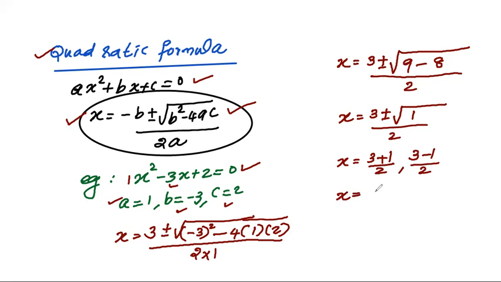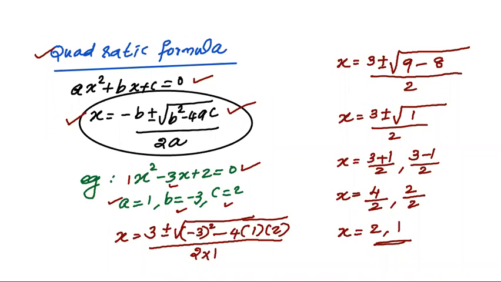So x is equal to 4 divided by 2 and x is equal to 2 divided by 2. So x is equal to 2, x is equal to 1. That's why I told you generally we are expecting two roots or two solutions for a quadratic equation. So this is a way that we can use quadratic formula in order to solve a quadratic equation.